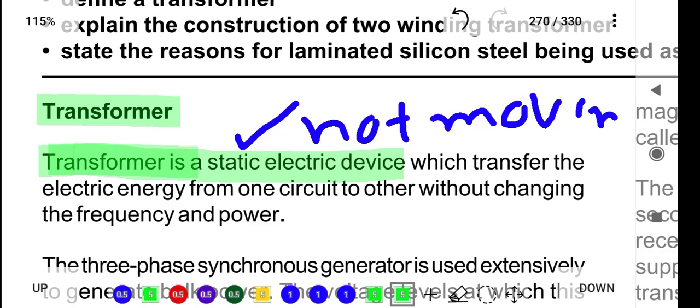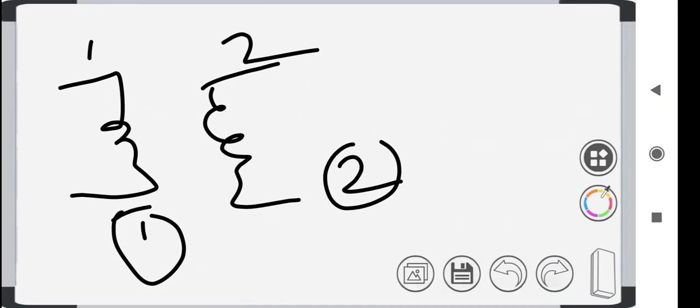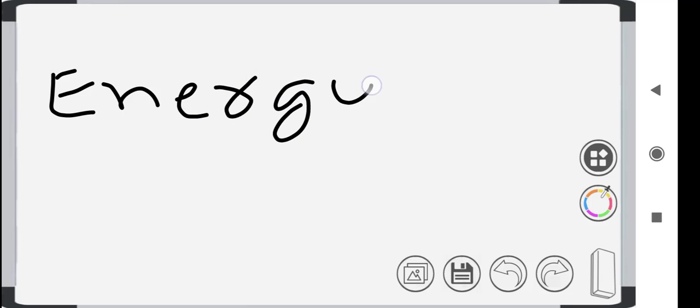Next, which transfers the electrical energy from one circuit to another. The important point here is electrical energy, so we have to know its meaning. See here: energy means the ability to do work. That is the definition of energy.